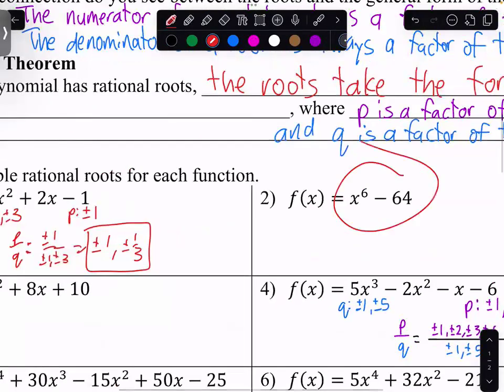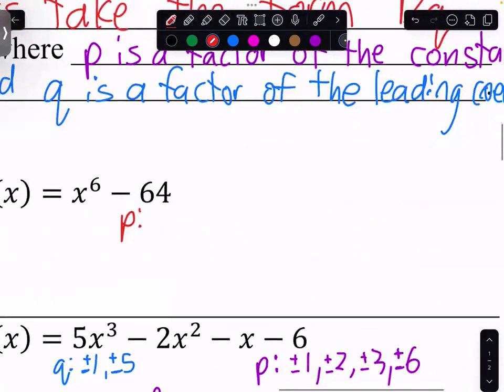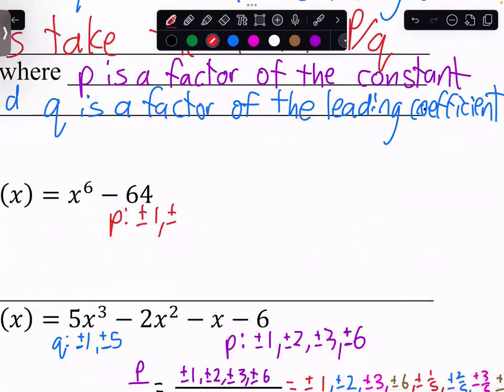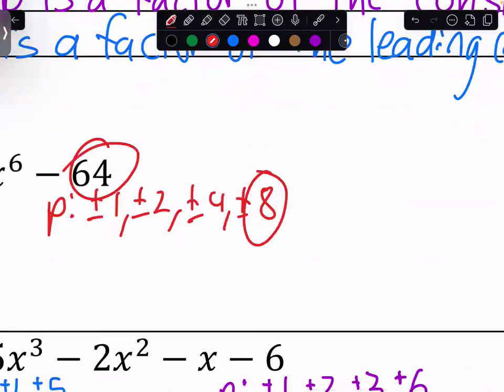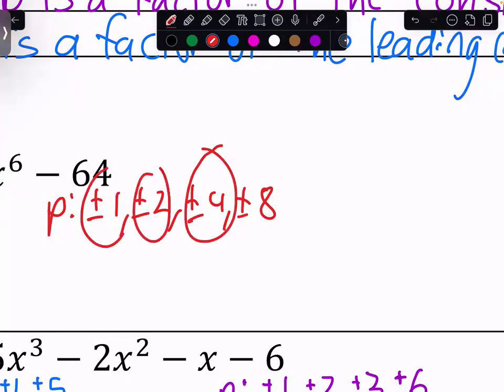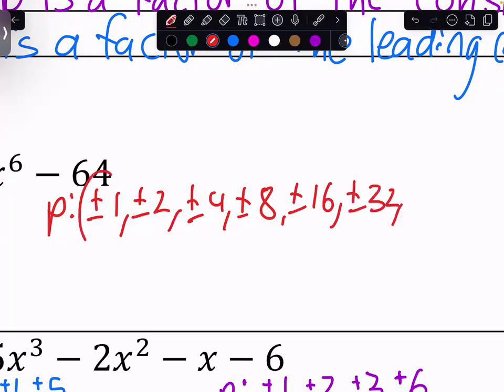Now this one will have significantly more. The constant 64, there's a lot of numbers that go into 64, right? Plus or minus 1, plus or minus 2, plus or minus 4, plus or minus 8. Once you get to 8, which is the square root of 64, now you can just go backwards and pair each of these up. So 4 times what is 64? It's 16. 2 times what is 64? It's 32. 1 times what is 64? It's 64.